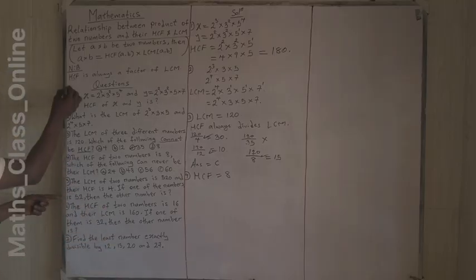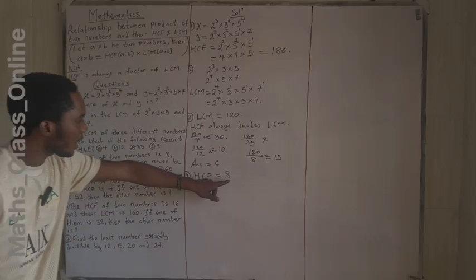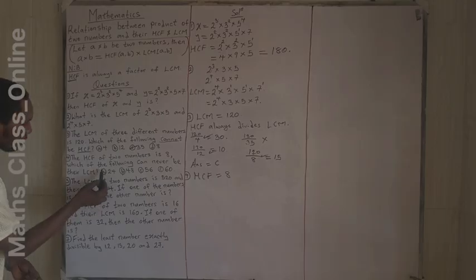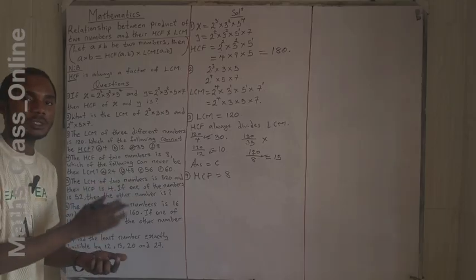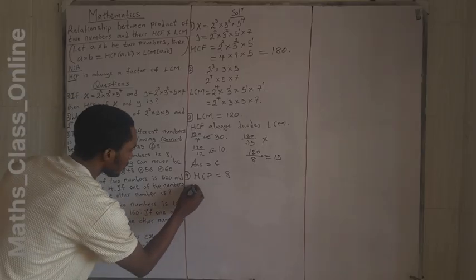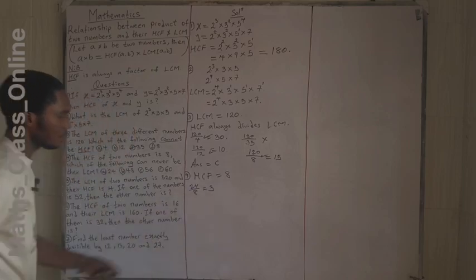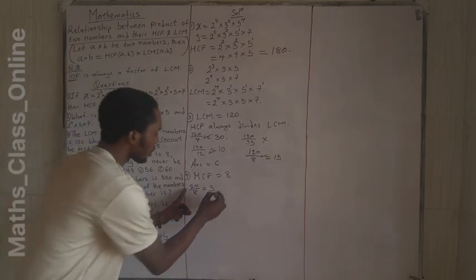We will use this same thing also. HCF is always a factor of LCM. This 8 must divide all these numbers if they are the possible least common multiple. Let's start with the first one, 24. 24 divided by 8 is equal to 3. 24 can be the least common multiple.